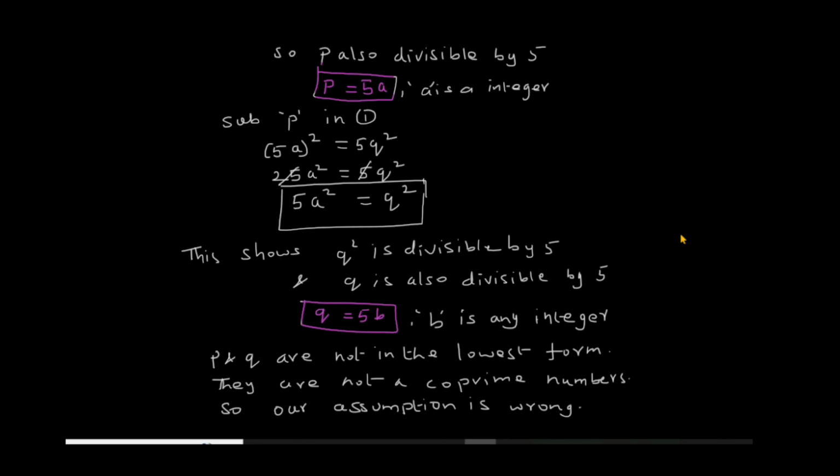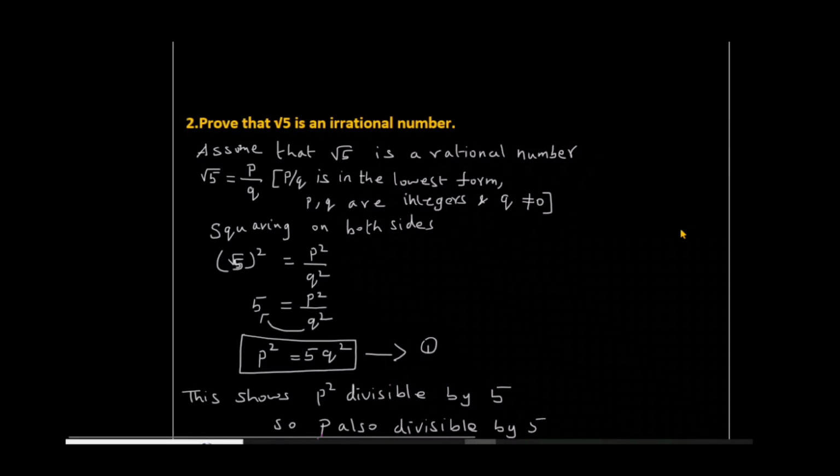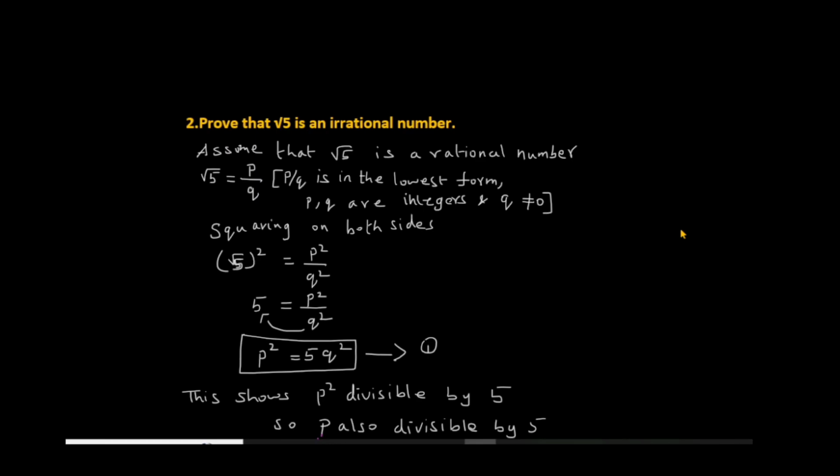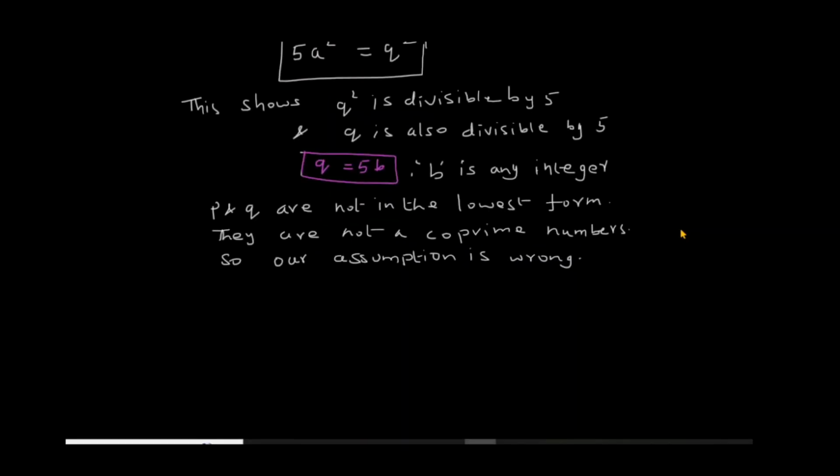What is our assumption? Our assumption is root 5 is a rational number. Now our assumption is wrong, which means root 5 is not a rational number. Root 5 is an irrational number. So root 5 is an irrational number.